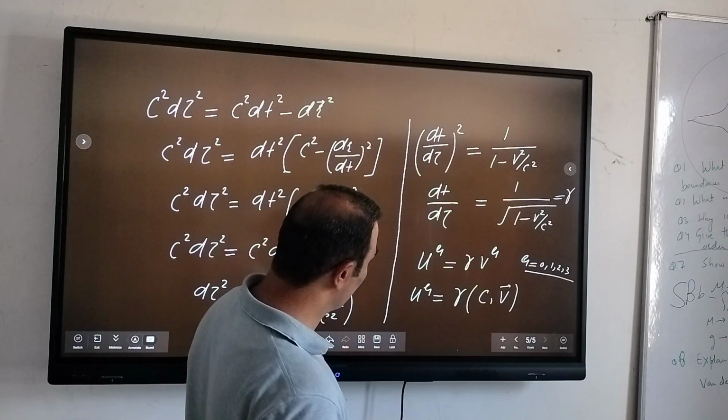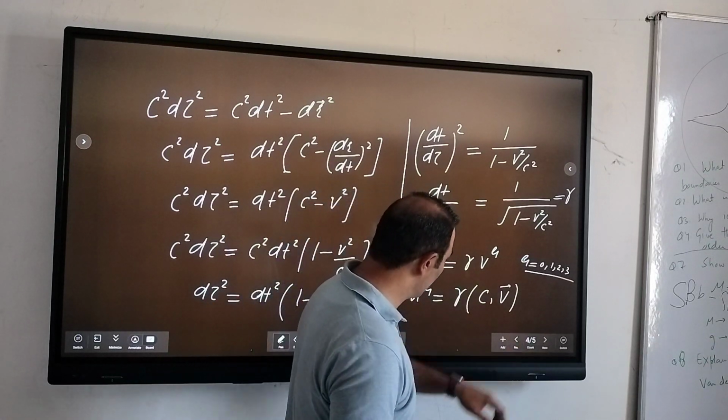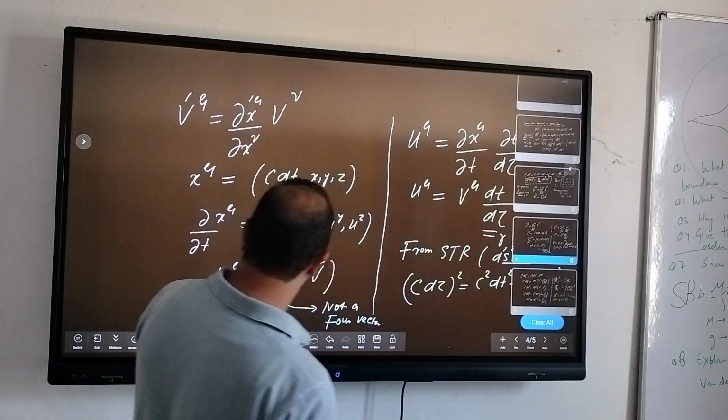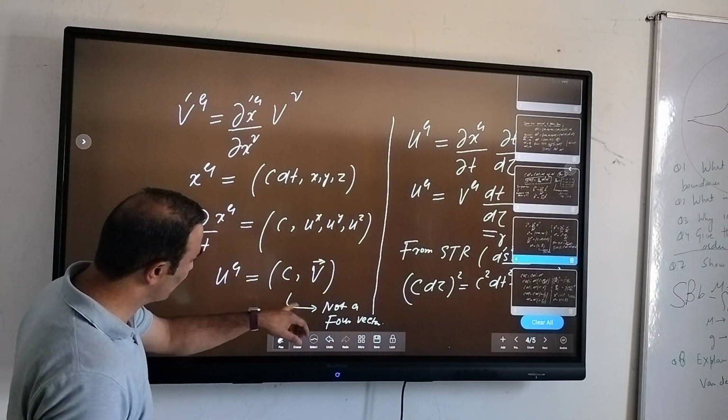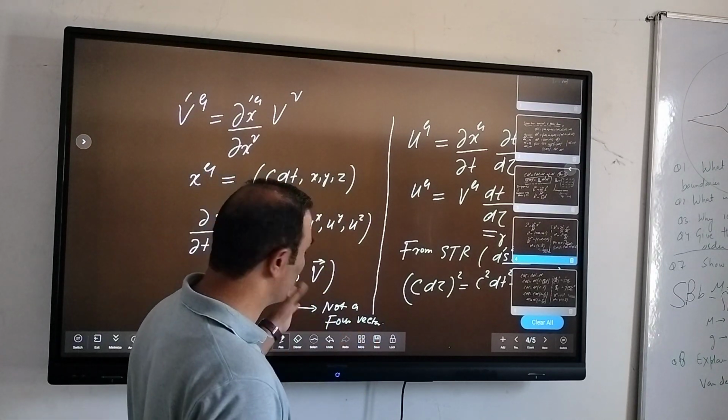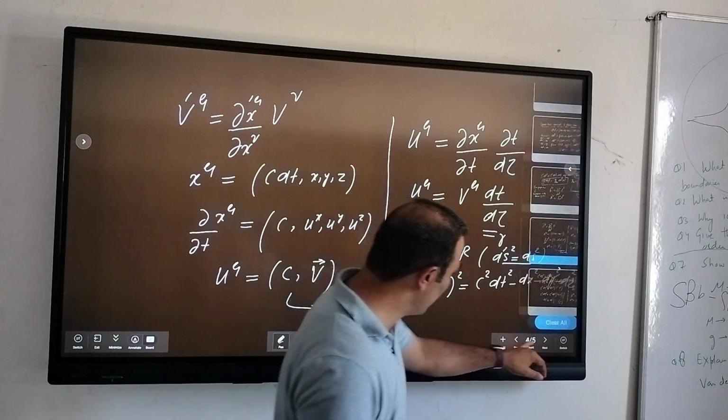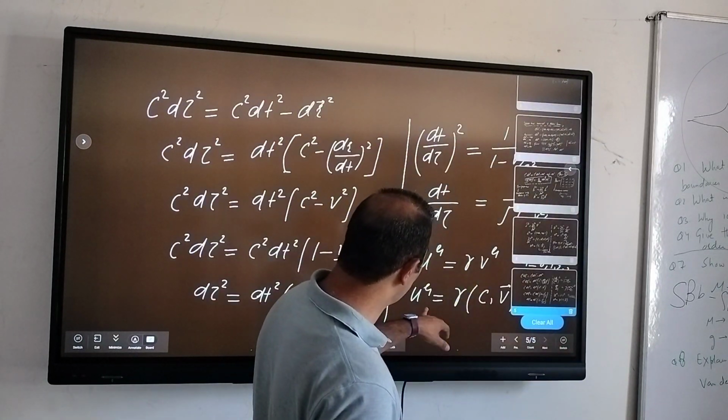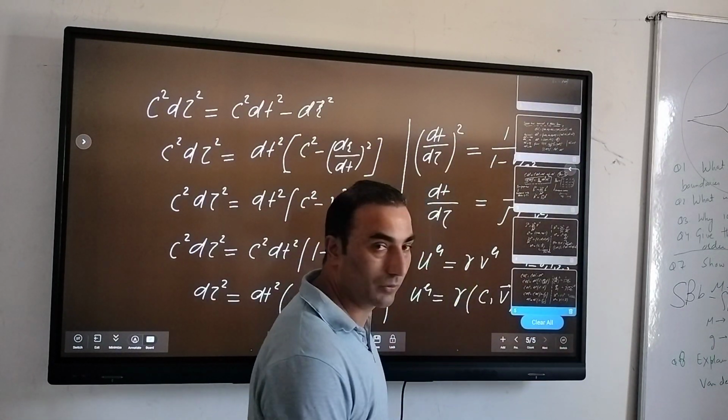So that was the earlier definition. If you remember, u^mu was transformed, but this is not a 4-velocity, right? Because we don't have the Lorentz factor. But this is a 4-velocity: u^mu should be gamma times c into v, right?